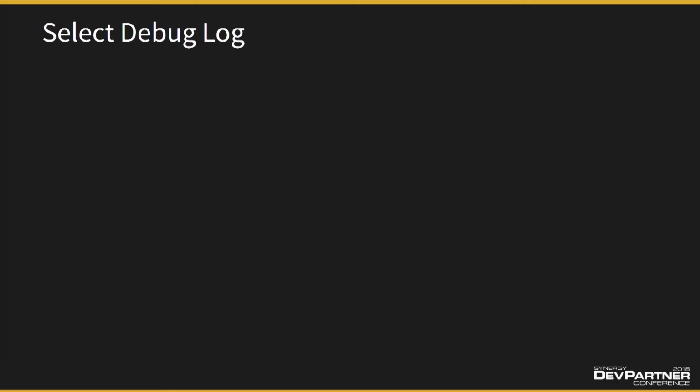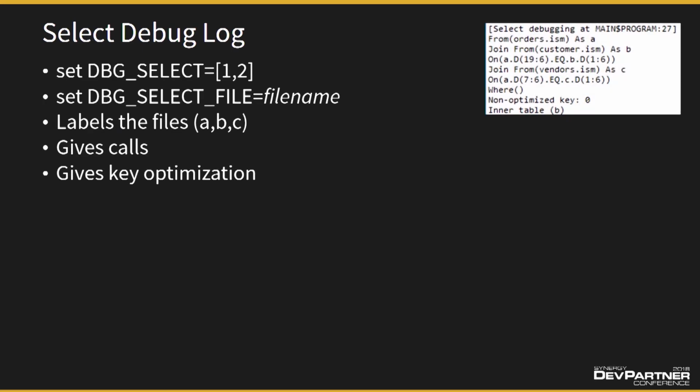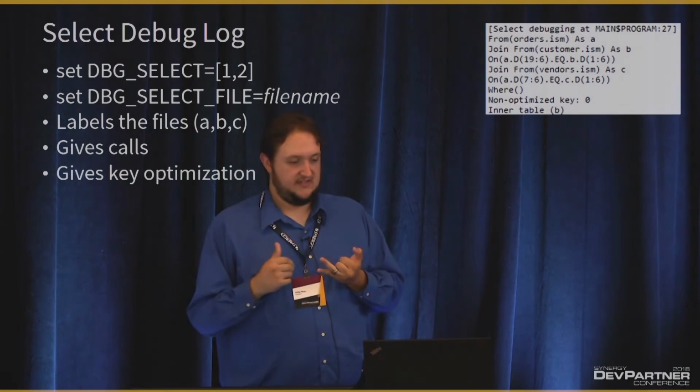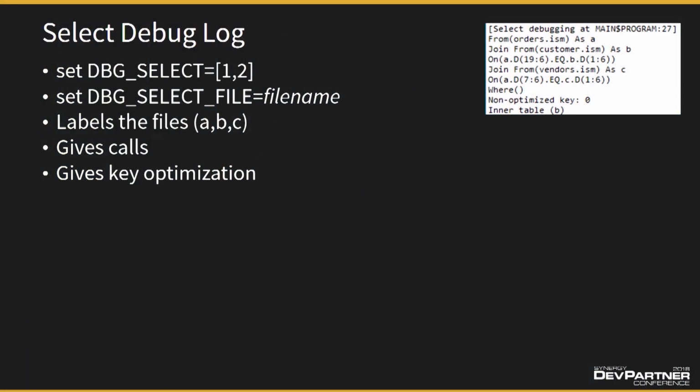So your select debug log, when you set this in your environment, you can put it to option 1 or option 2. Option 2 is a little bit overkill. You'll get some stuff in there about optimization that you don't really need. So I'm just sticking with the option 1 stuff here. And then of course you set your file and all that. As you can see from the very tiny screenshot right there, it gives you your files and then tells you what table each has been assigned to, and then it gives you the calls that you were using those files for.